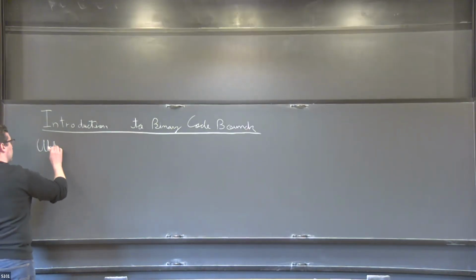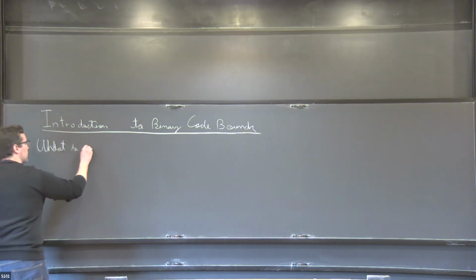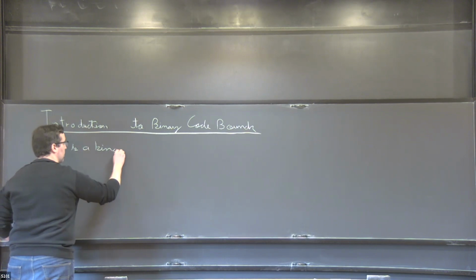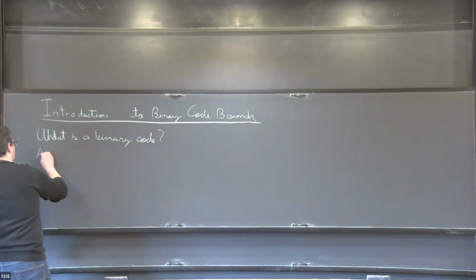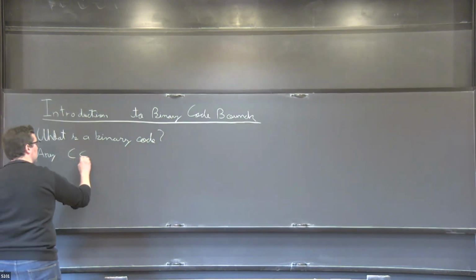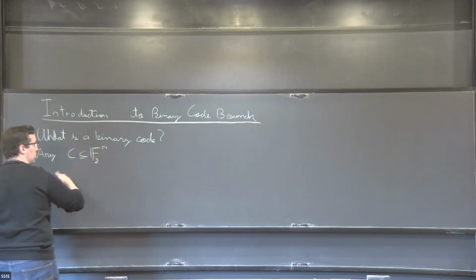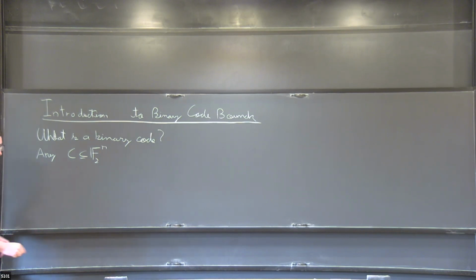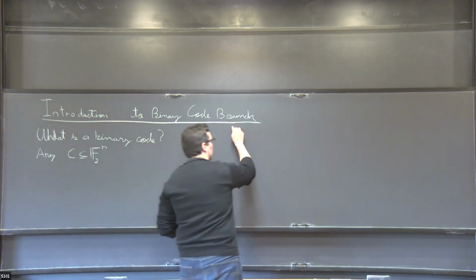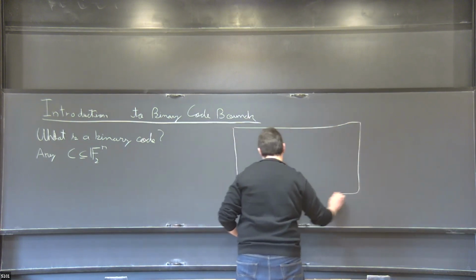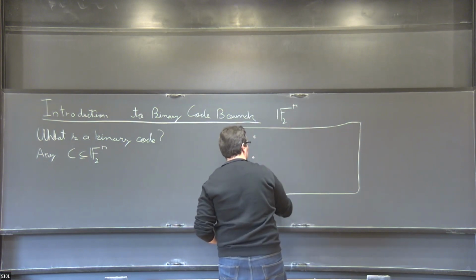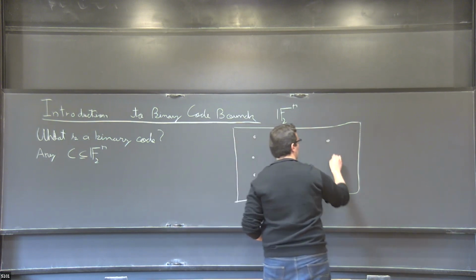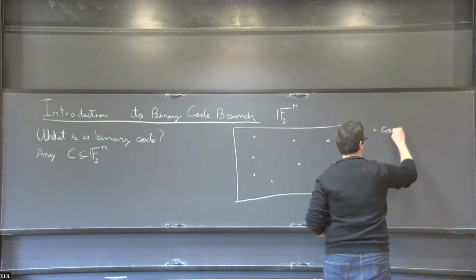So what is a binary code? It's one of the simplest things that you can imagine. It's something that everybody knows. Any subset of binary strings is a binary code. We take any collection here in F2^n, and we have a binary code. Here we can think that we have this big space, F2^n, and then we have the codewords, the elements of C. The elements of C are called codewords.